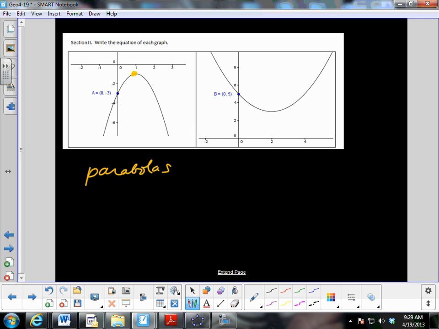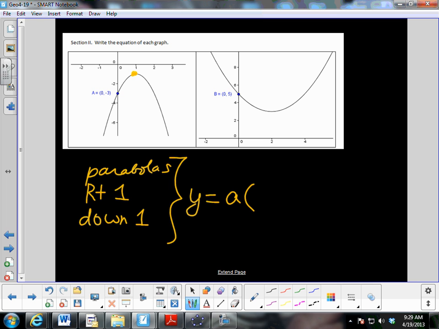The vertex has been shifted to the right 1 and down probably 1. Not all the way down to -2, let's say it's down 1. So putting that part together, we've got y equals a, we might have something multiplied, we don't know yet, A times the quantity x minus 1 squared, and then minus 1 on the outside. The minus 1 on the inside is going to move the graph to the right 1. The minus 1 on the outside is shifting it down 1.